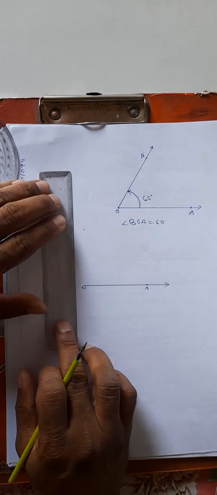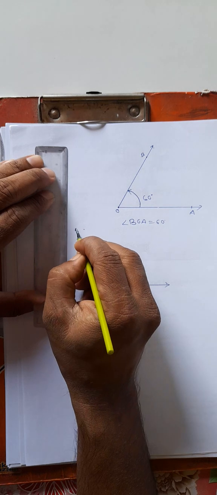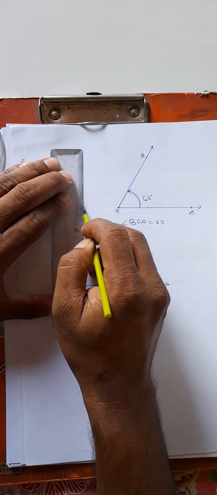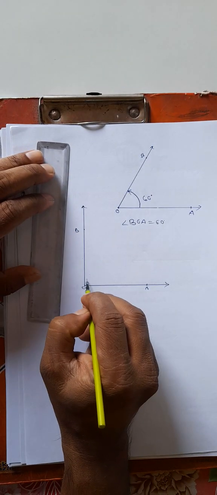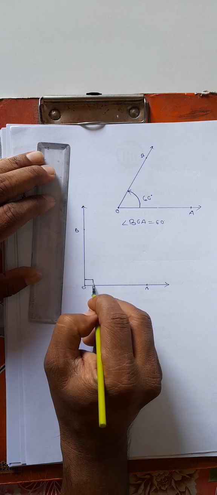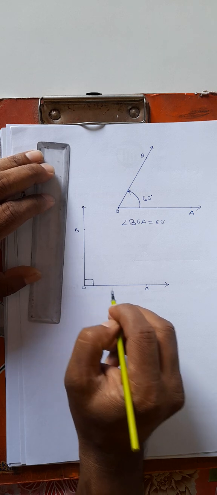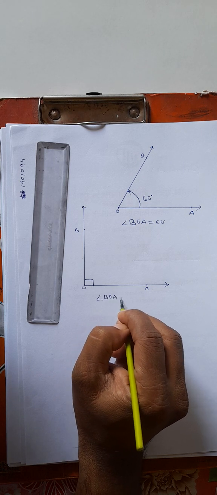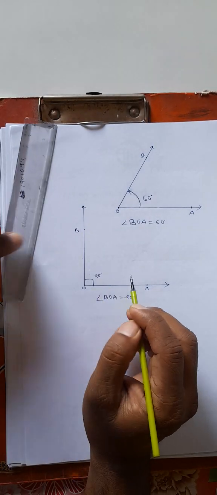Now let us join this point. Say it is B. So let us join B with O. Now this angle is 90 degree. We write this symbol. For 90 degree you can use this square symbol. So angle BOA equals 90 degree, right? This is 90 degree.